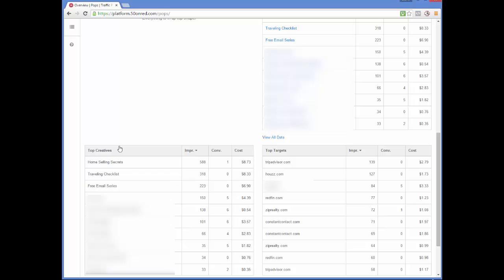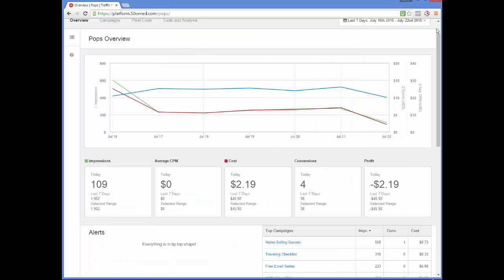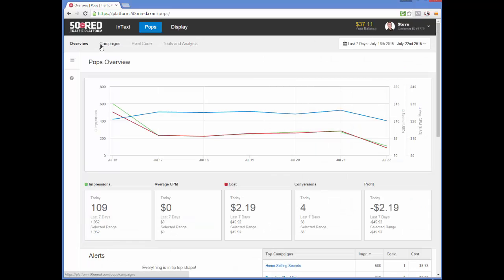And then here on the side, top creatives, that is your URL for your capture page or your landing page. And so we have 1 creative for each of our campaigns, and it shows we had 1 conversion for our home selling secrets and no conversions for our traveling checklist and our free email series. All right, so I'll scroll back up and let's go and look in our campaigns here.